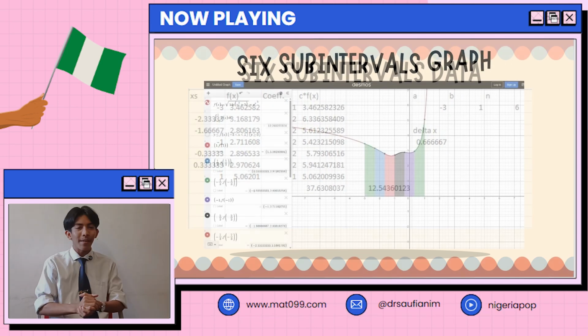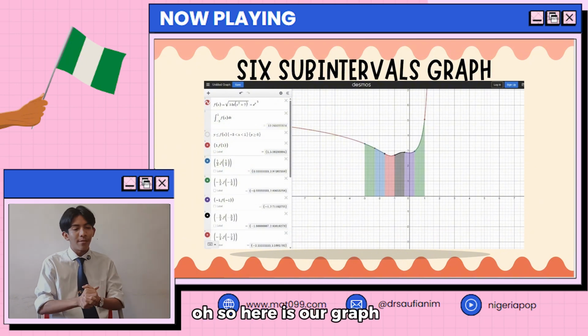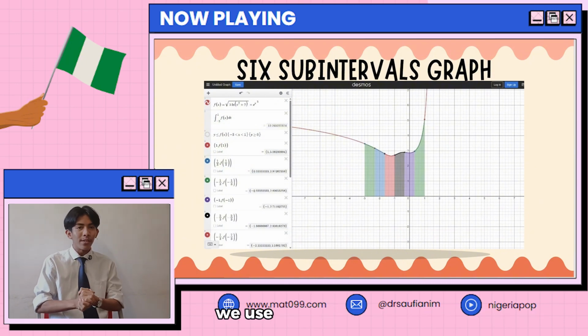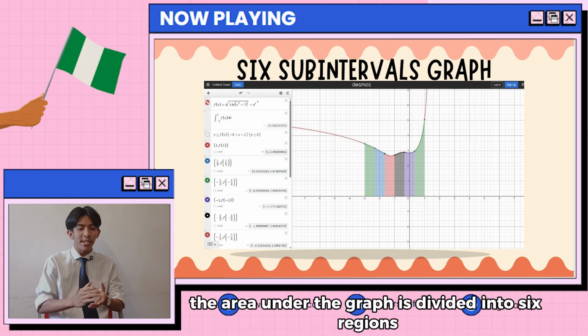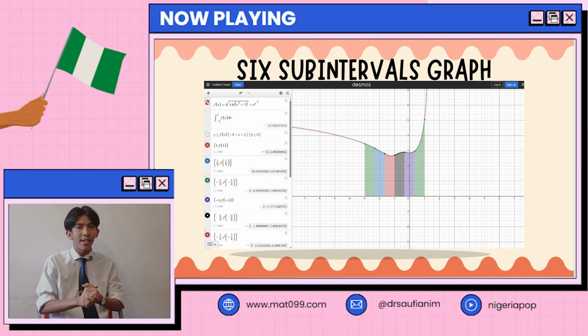Okay. So here is our graph for 6 sub-intervals. We use an application called Desmos, and as you can see, the area under the graph is divided into 6 regions representing the 6 sub-intervals. That's all from me. Now I'll pass to Afnan.